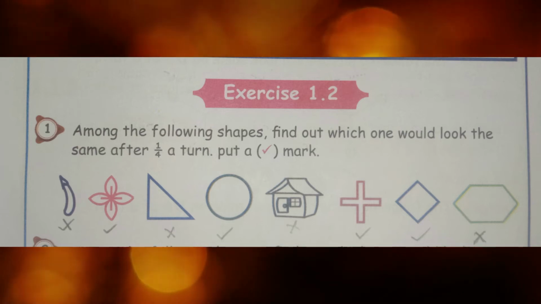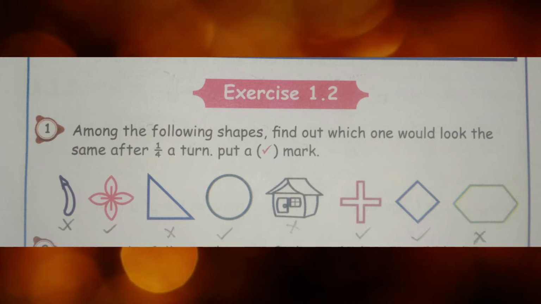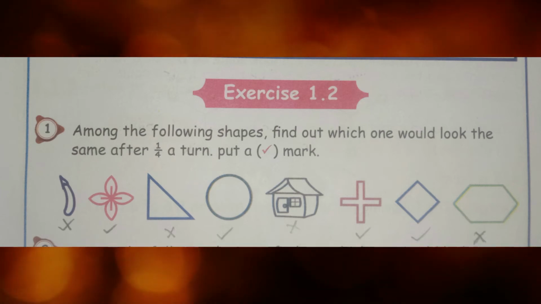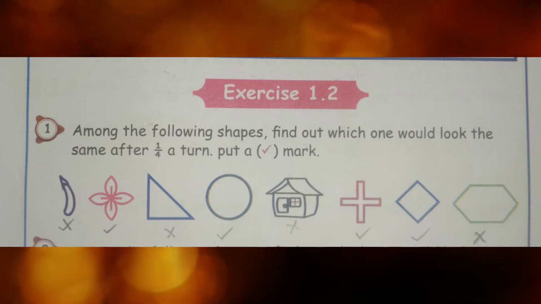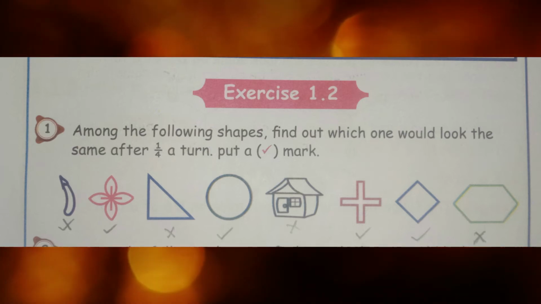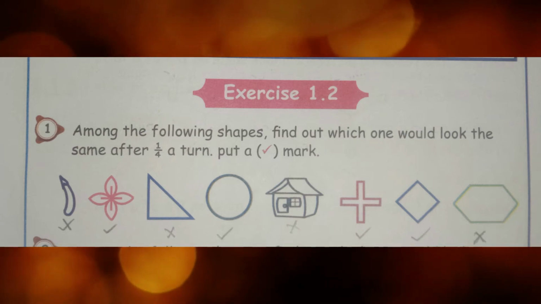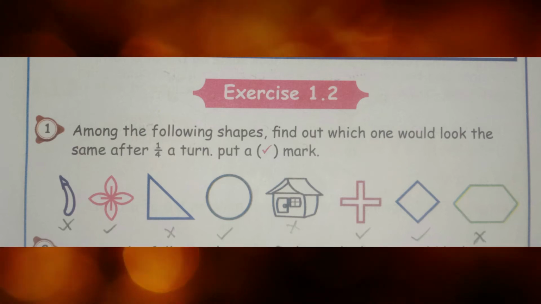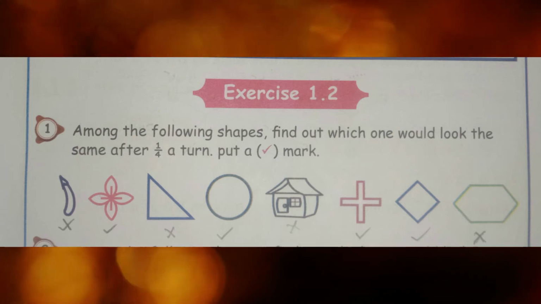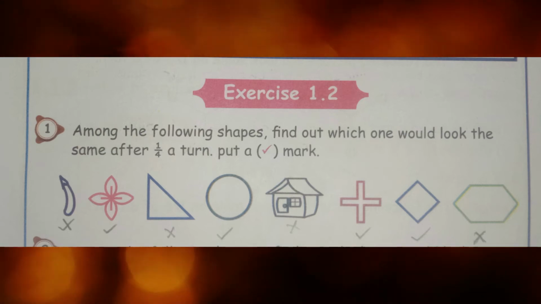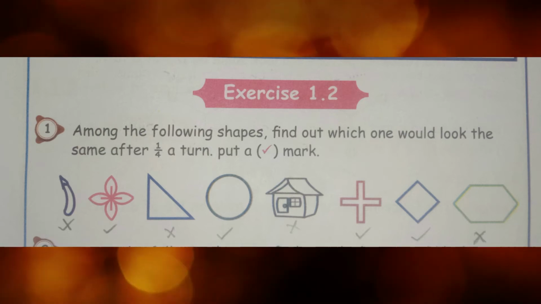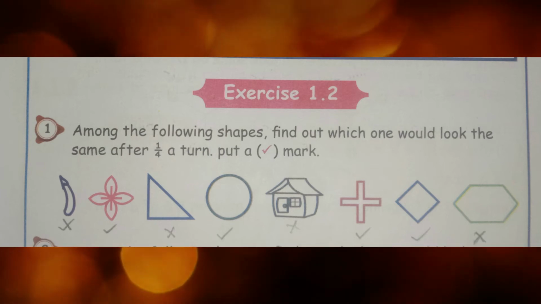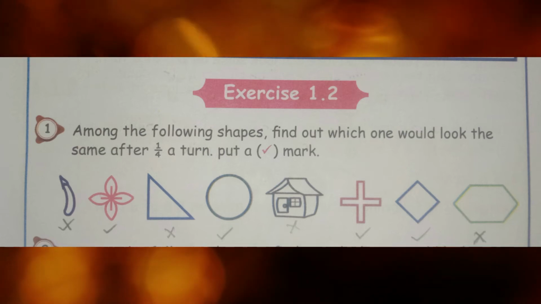First shape, look at the first shape. It is brinjal, right? If we turn the brinjal 1/4, what can we get? Do we get the same shape? No, we can't get the same shape, right? So we have to put it as wrong. The next one is the shape of a flower. Now we are turning it 1/4. What do we get? We get the same picture, right? So we have to tick it.